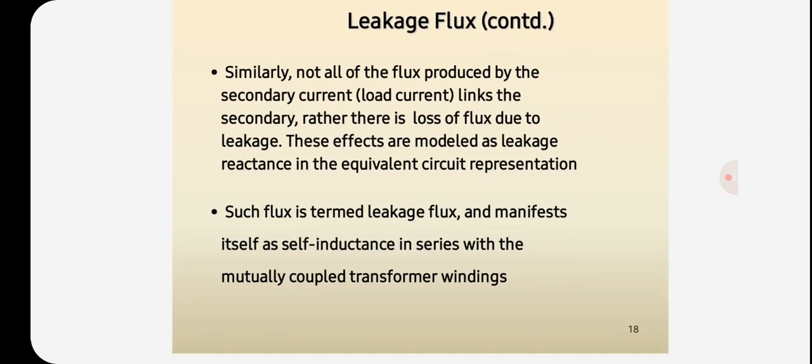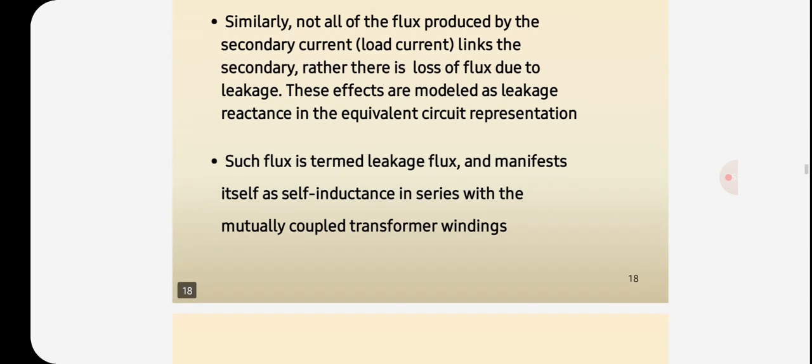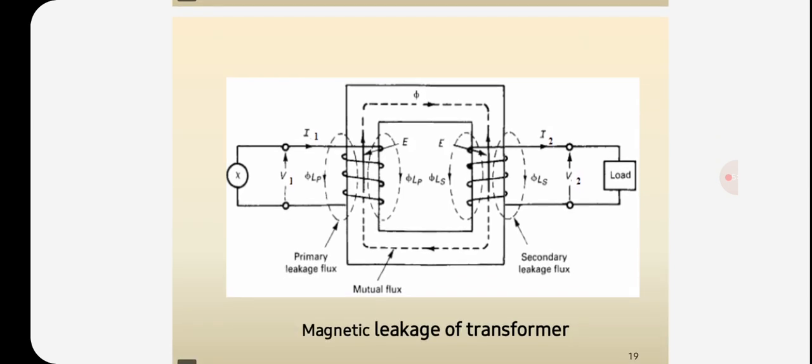Similarly, not all of the flux produced by the secondary currents, meaning load current, links the primary. Rather, there is loss of flux due to leakage. These effects are modeled as leakage reactance in the equivalent circuit representation. Such flux is termed leakage flux and manifests itself as self-inductance in series with the mutually coupled transformer windings. So this is the magnetic leakage of a transformer.